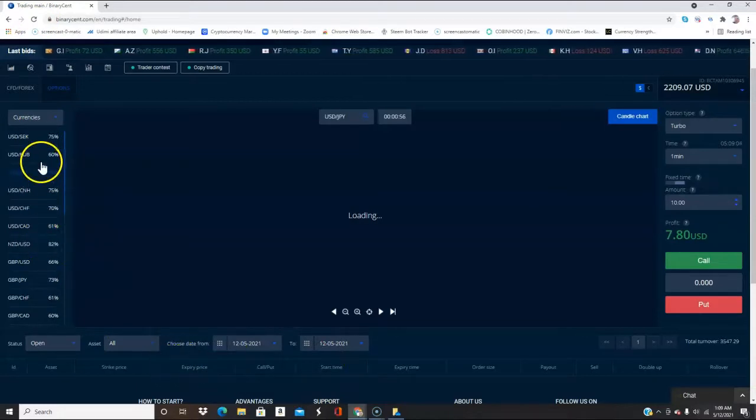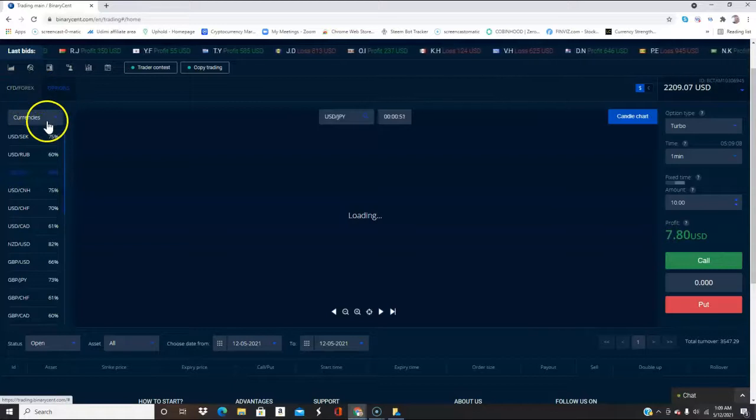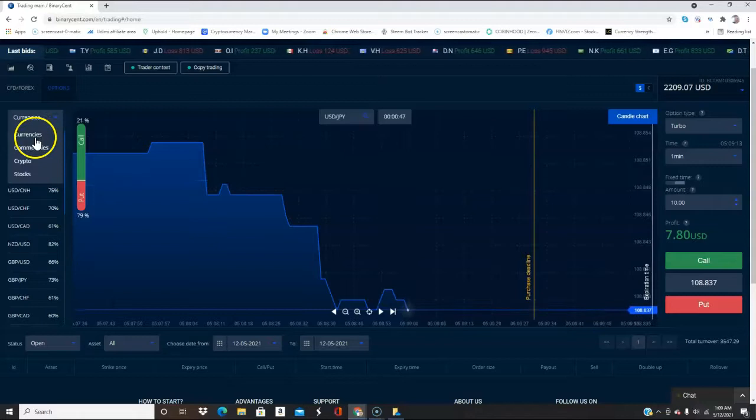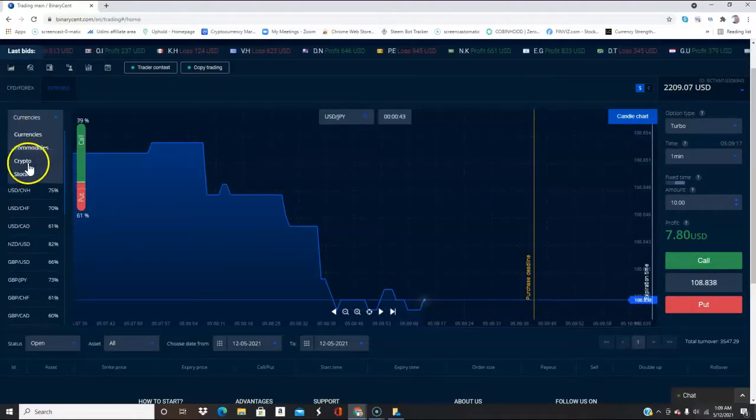So first off, as you can see here, guys, it says options and CFD Forex. You're always going to want to make sure you're on the option side. With options, there's currencies, commodities, cryptos, and stocks. Personally, I don't trade stocks. Personally, I haven't been trading crypto. However, I have before in the past.